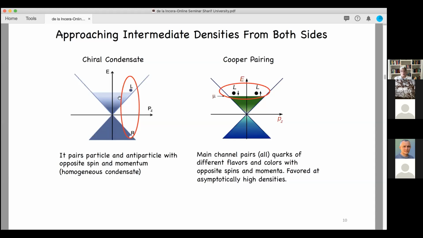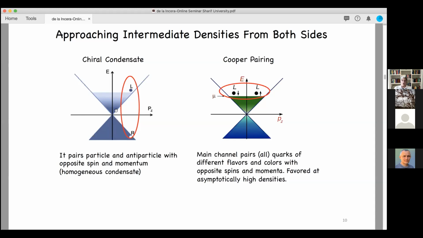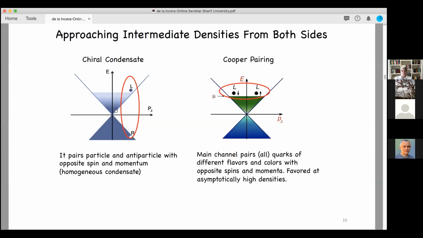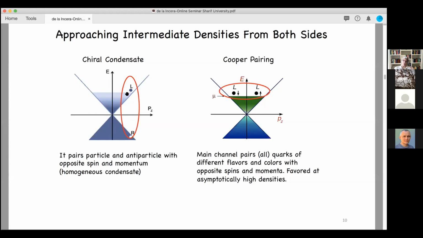So this is a possibility, but it's not the one that is favored at intermediate to high densities. And this would be a homogeneous condensate because it pairs particles and antiparticles with opposite spin and opposite momentum.